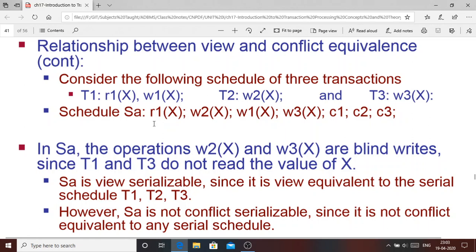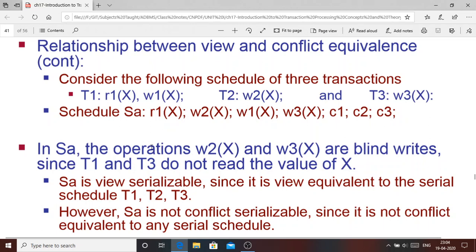Now schedule A is something like this, which has some interleaved operations. First, the read operation is performed, and then transaction T2 performs a write operation because they are concurrently executing transactions, so they appear in the interleaved fashion. Then comes the operation W1, that is, transaction T1 writes the item X, then transaction T3 writes the item X, and then the commit, indicated by C, is done by transaction 1, then commit by transaction 2, and then commit by transaction 3.